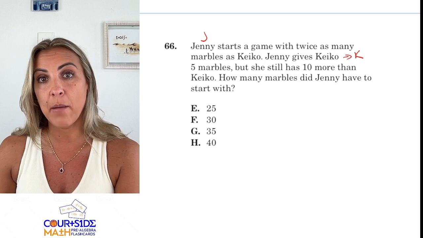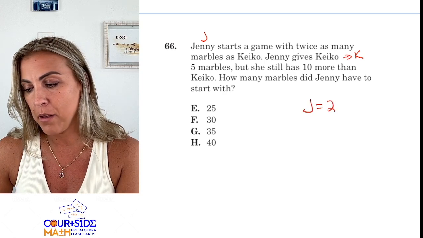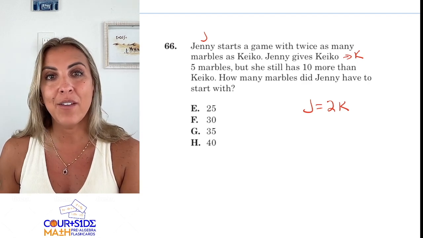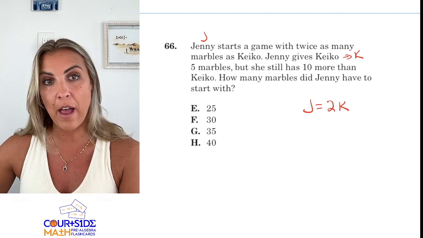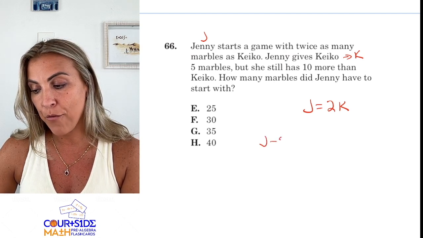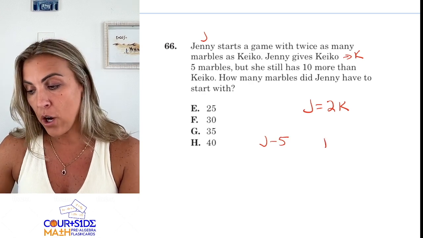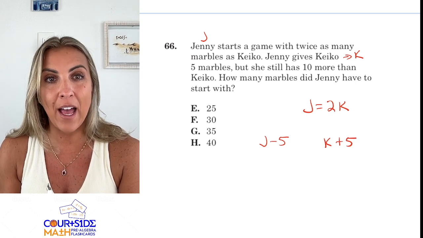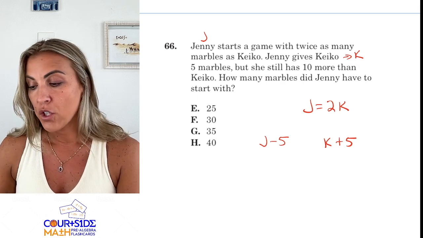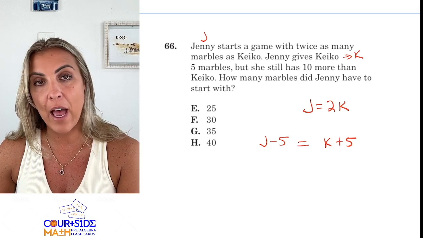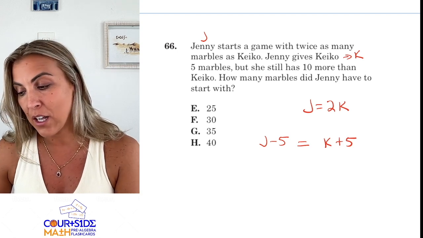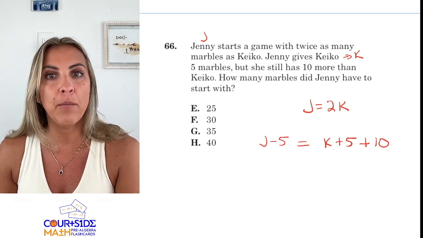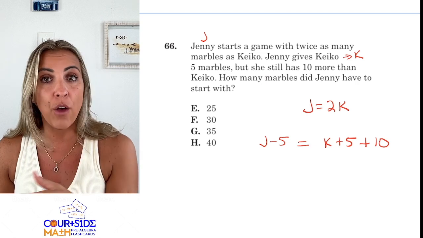So it says that Jenny starts a game with twice as many marbles as Kiko. So that's going to be represented by J equals 2K. All right. Then it says that Jenny gives Kiko 5 marbles. So if Jenny gives her 5 marbles, what that means is that Jenny now has 5 less. So J minus 5. But Kiko now has 5 more than whatever she had, right? And it says that Jenny still has 10 more than Kiko. So this is how much Jenny has right now, the J minus 5. And the problem is telling us that that amount is still plus 10 from what Kiko has, which is the K plus 5. How many marbles did Jenny have to start with? So essentially, we're just solving for the variable J.